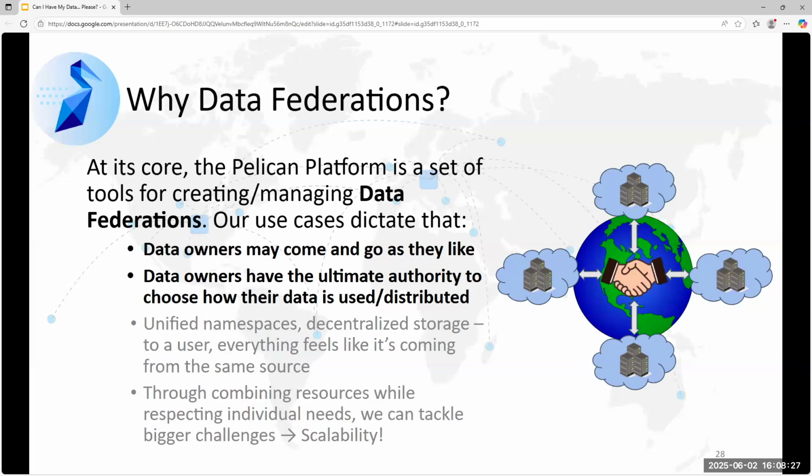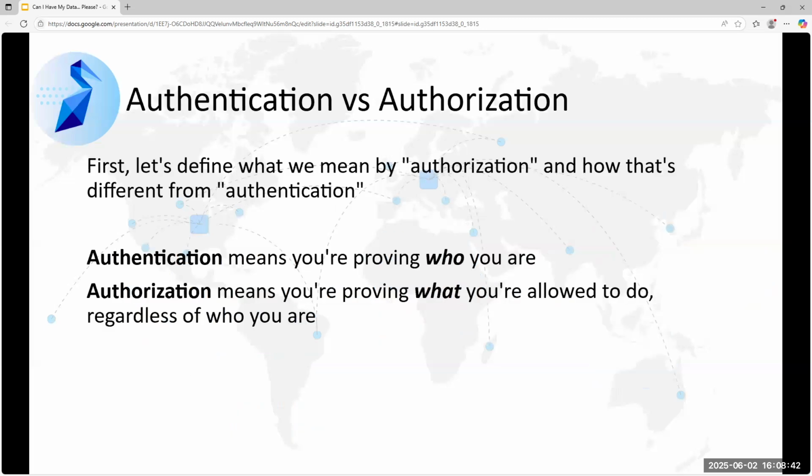So the topic of authorization, at least in the way that we've done things in Pelican, really deals with some of these first two points, which relate to the autonomy and also the scalability, but especially the autonomy of our users, of our origin and data store owners.